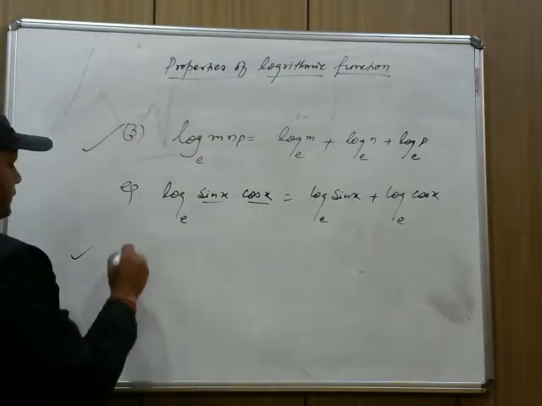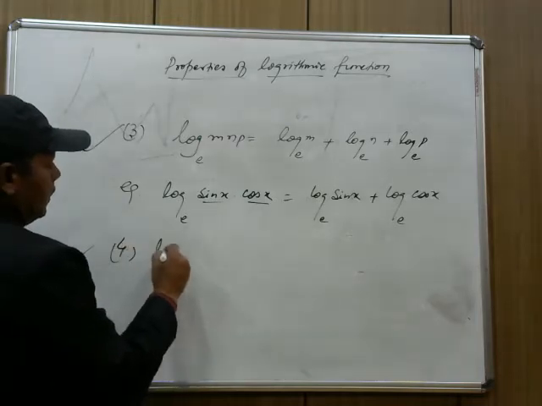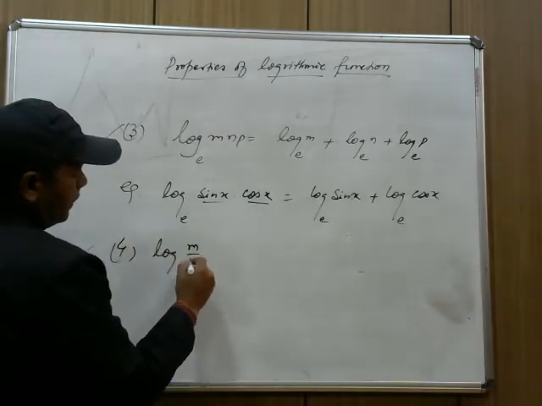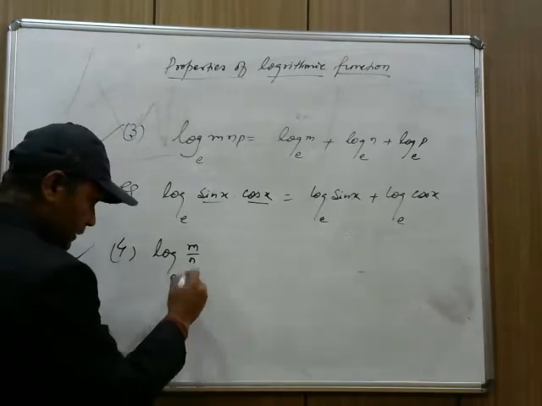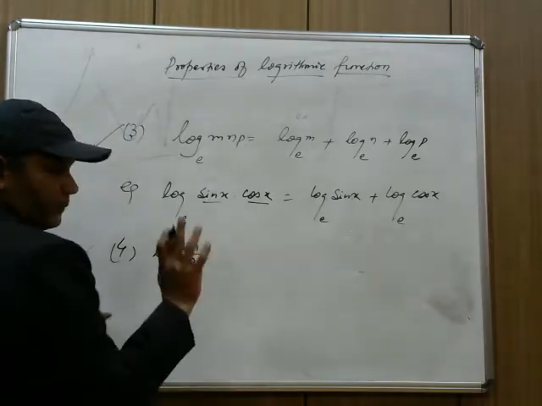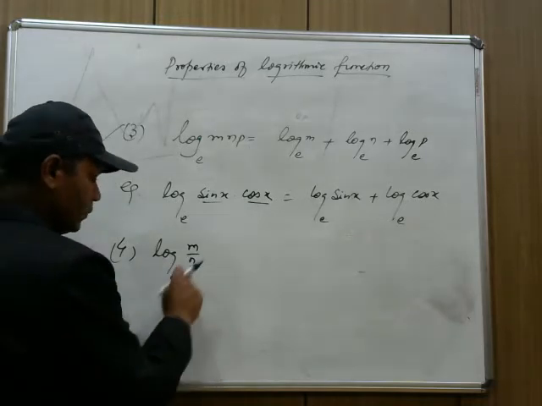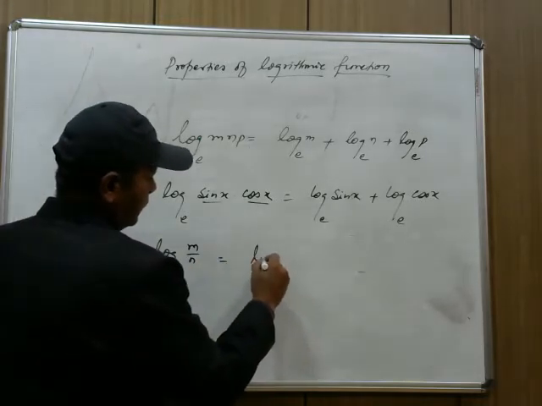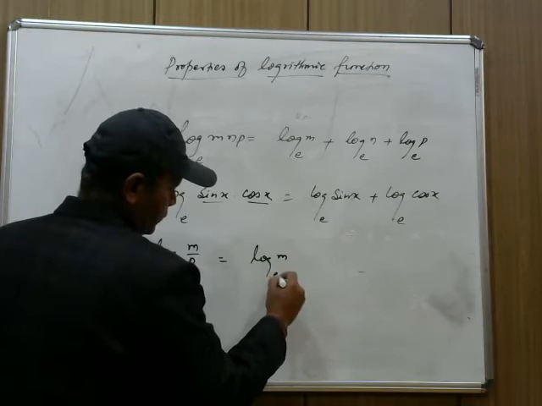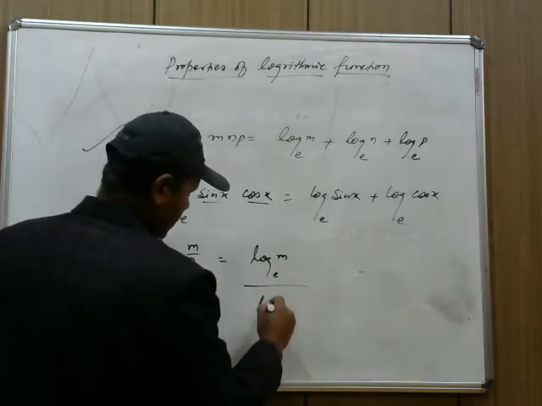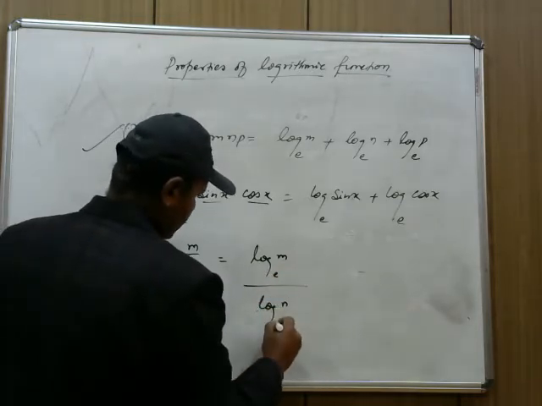Now the fourth one. Log of m upon n to the base e. Again I am saying that the base e can be anything, right? Log of m by n to the base e, we can write log of m to the base e minus log of n to the base e.